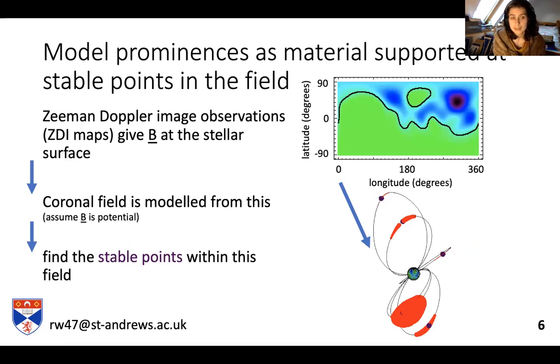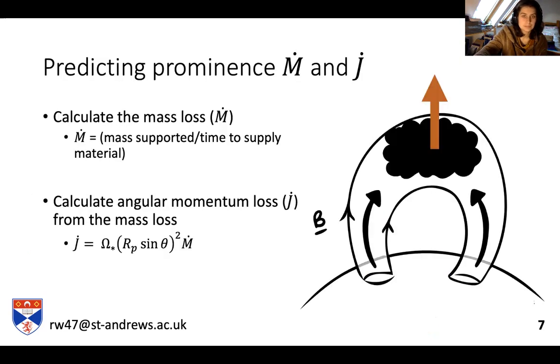With this, you can then calculate the stable points. So I've shown them in purple on this picture. And these are the locations in the field where material would pool and collect and form into a prominence. The total mass that can be supported at that point is then the mass of the prominence. So the red blobs on here are kind of showing an example of where the mass is.